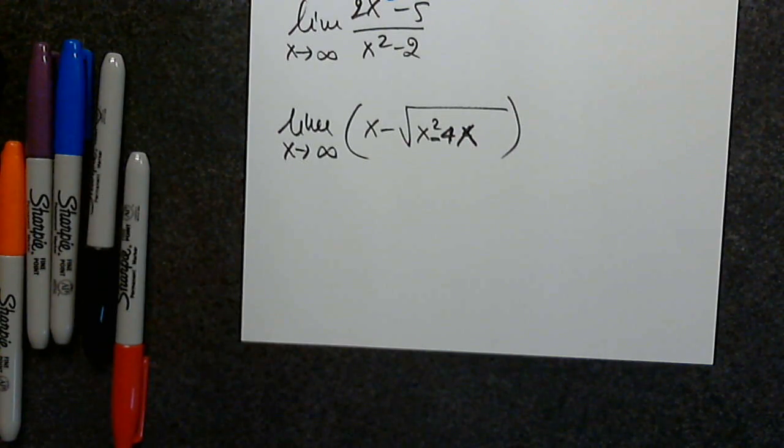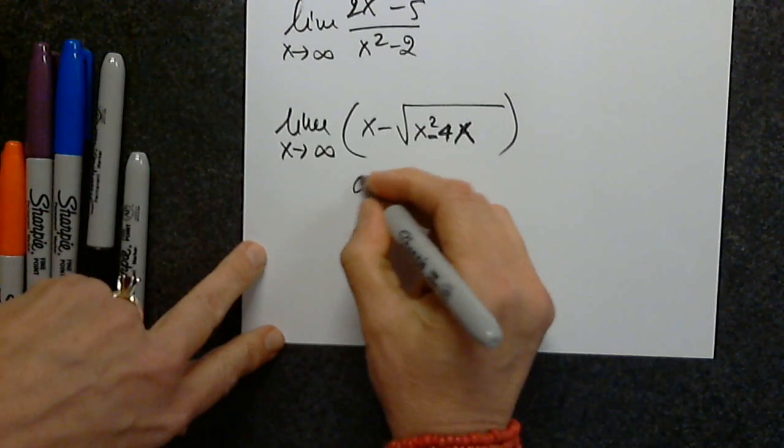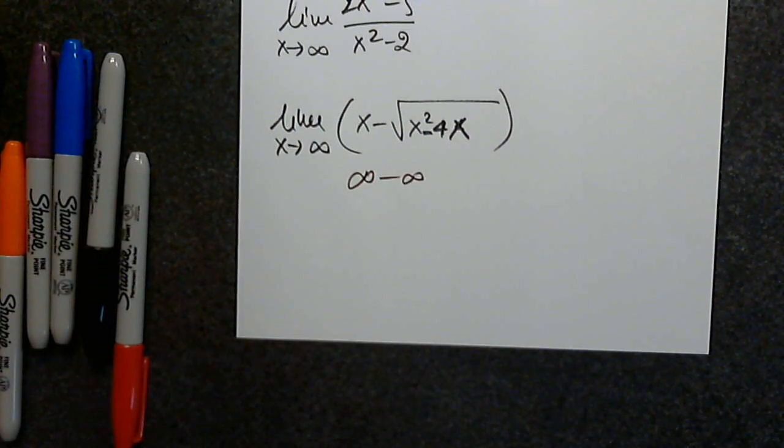Ready? I have to plug in infinity, and I do get infinity minus infinity. How do we call this? Indeterminate case. One of the three that we had encountered so far: 0 over 0, infinity over infinity, infinity minus infinity. We did not encounter the other four yet.